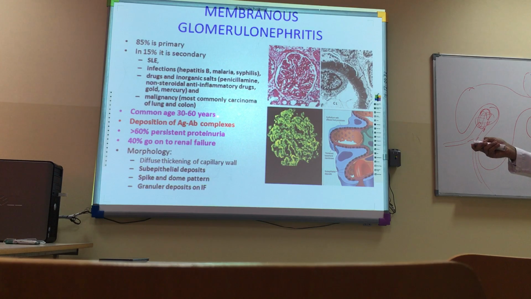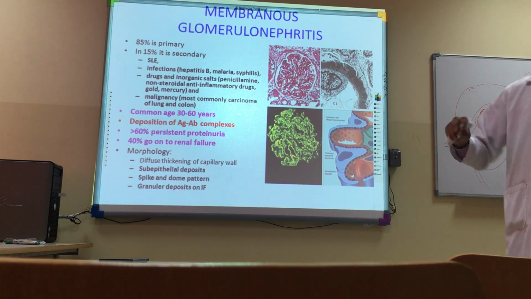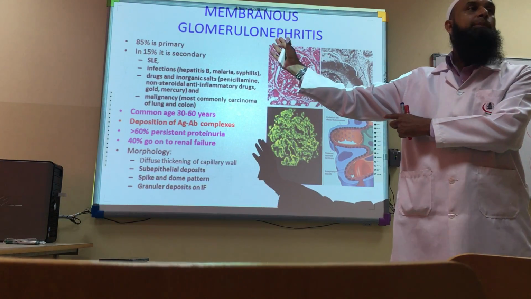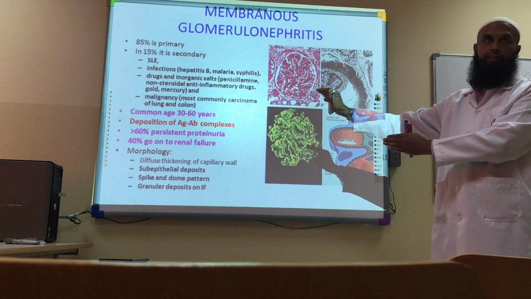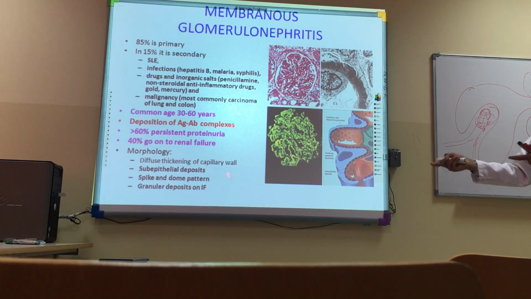Common age is 30 to 60 years, with deposition of antigen-antibody complexes. So this is the disease. Previously, the other two were mainly related to antibody deposition, but this one is typically because of complexes. So this is the difference between them. More than 60% of the time there is persistent proteinuria, a proteinuria which is present for many years. And 40% of these patients go to renal failure, so ultimately they are completely failed.